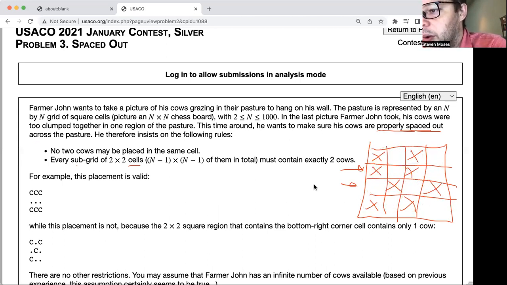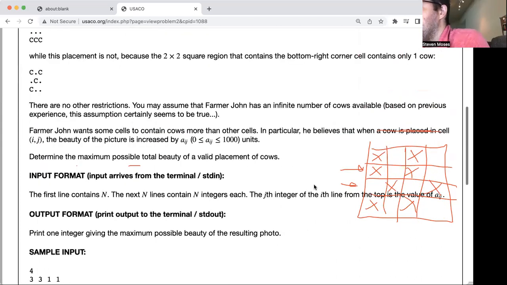Okay, so if I were to shift this one to here instead, then now it's no longer valid. If I were to shift that one to here, it would be no longer valid. And if I were to shift it to here, it would be no longer valid. So let's read the rest of the rules and we'll see if we can figure out what the pattern is here. You may have already figured it out.